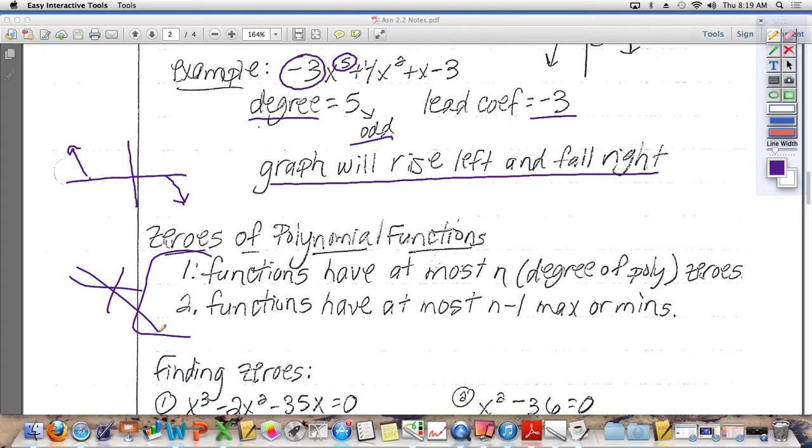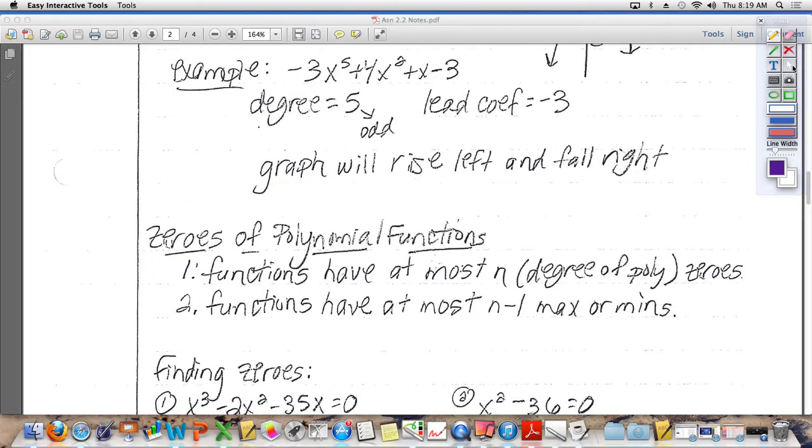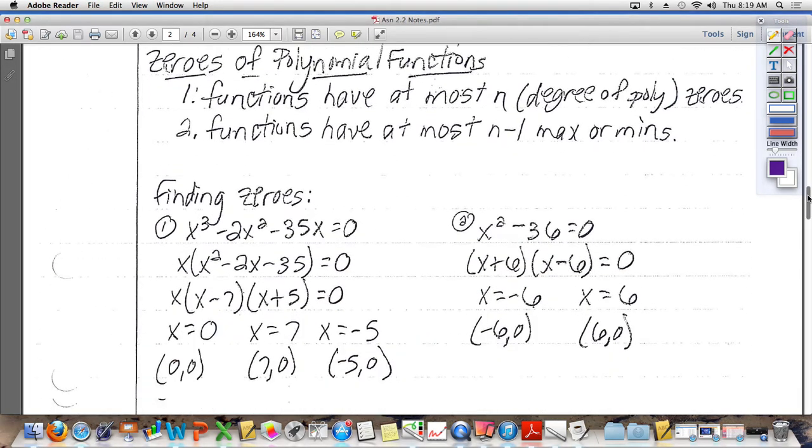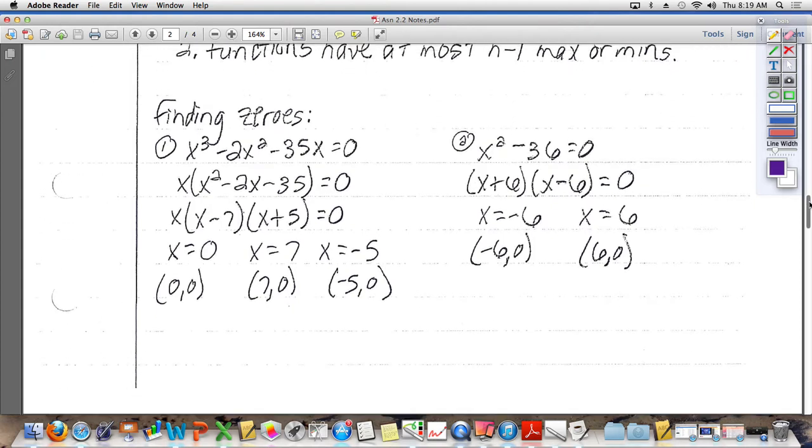But now we need to work on finding the zeros. So, finding the zeros: x cubed minus 2x squared minus 35x equals 0. Right now, this would be very, very difficult to find the zeros. Sure, you could type it into y equals in your calculator and figure out where it crosses the x-axis by pressing a couple of buttons, but I'm going to expect that you can show me all of the algebra steps, so we need to practice factoring.